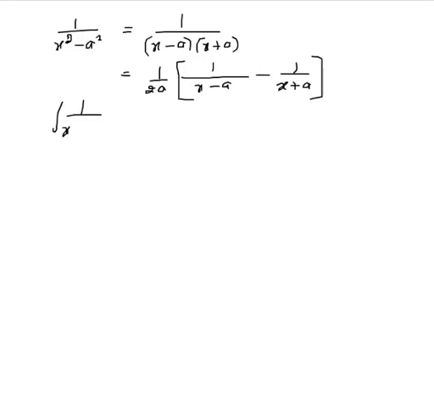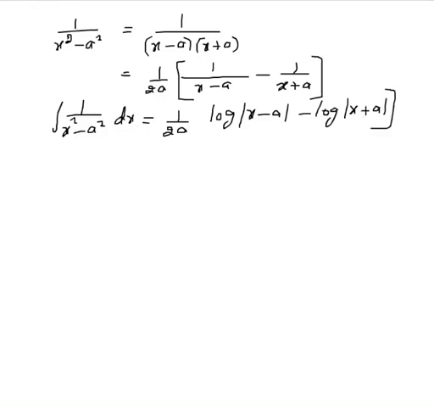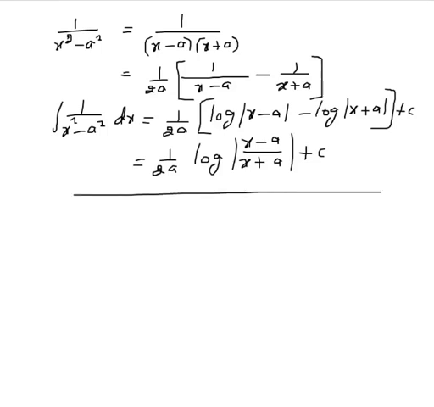Now let us write the integral of this. So it becomes 1 by 2a. Integral of the first term is log of absolute value of x minus a. Integral of the second term is log of absolute value of x plus a and plus c. And this can be combined as log of x minus a divided by x plus a. After doing exercise 7.5, this method will be easy for you to understand.